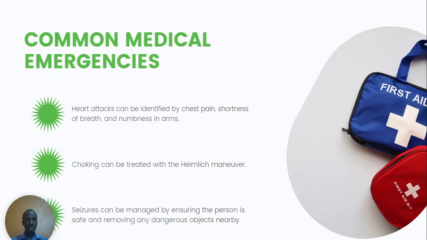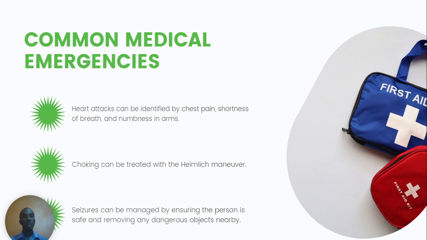So, common emergencies include heart attacks that can be identified by chest pain, shortness of breath, and numbness in arms. So, whenever, of course, blood is cut off to those extremities like arms, then you will have this numbness. Shortness of breath is majorly caused because there is not enough oxygen being transported. So that is what we are calling the shortness of breath.